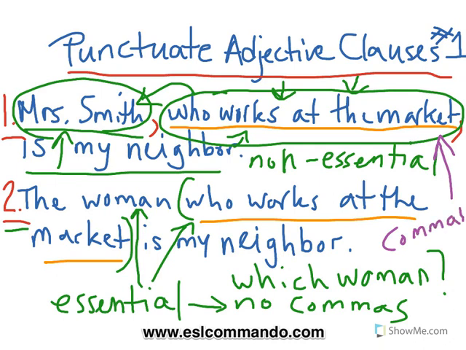One thing to remember when you're doing this is that if you do use the commas and you have a non-essential adjective clause, be very careful. You cannot use that here as the subject pronoun. You can only use who for people, and you can only use which for things. You cannot use that after the commas.